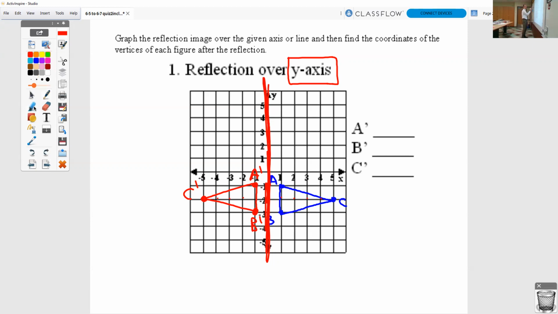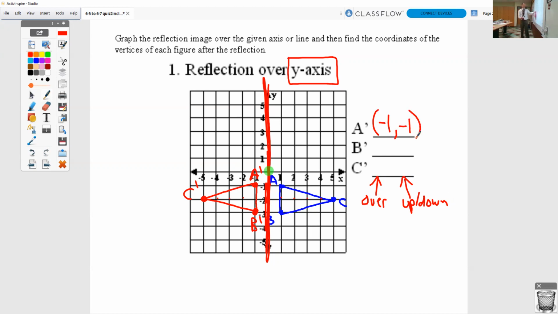When you go to do your coordinates, remember that we always start counting from right in the middle. So where is A prime? Now, when you do your coordinates, remember your first number is how many you go over. Your second number is how many you go up or down. So when we go to A prime, we're starting in the middle. We go over to -1, down to -1.